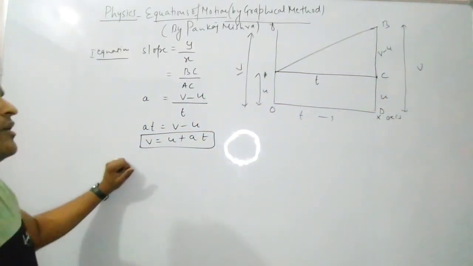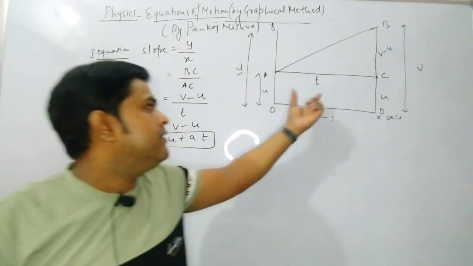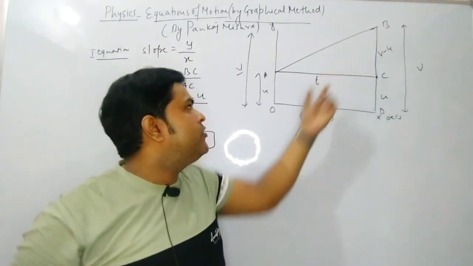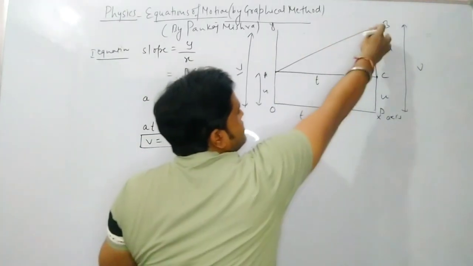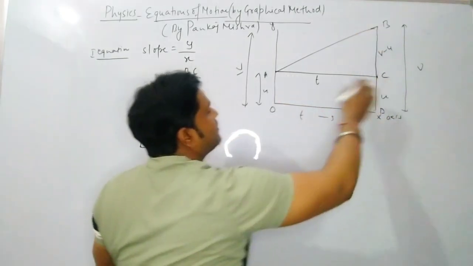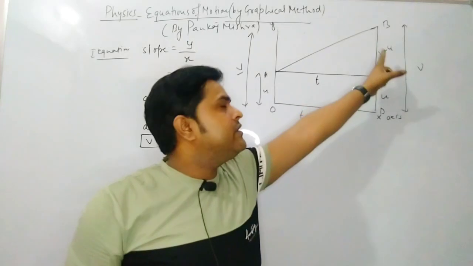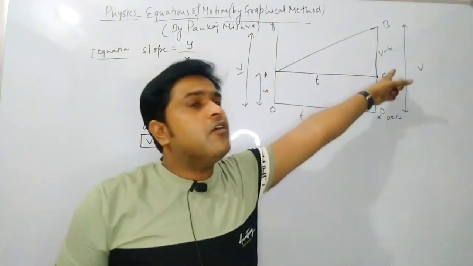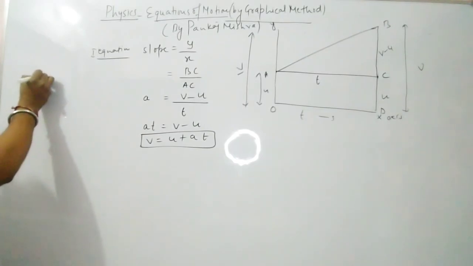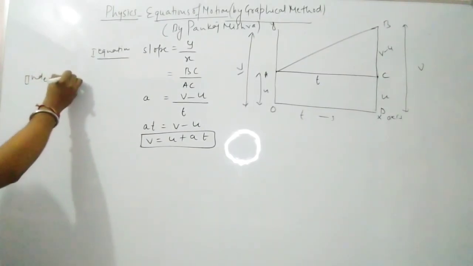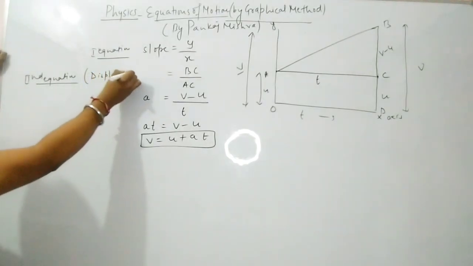Now what about the second equation? From here we understand the relationship about velocity versus time. Now for the second equation, if you see this figure, O, A, B and D, this is a kind of trapezium. So we will find the displacement by finding the area of this trapezium. We will find the displacement with the help of area.